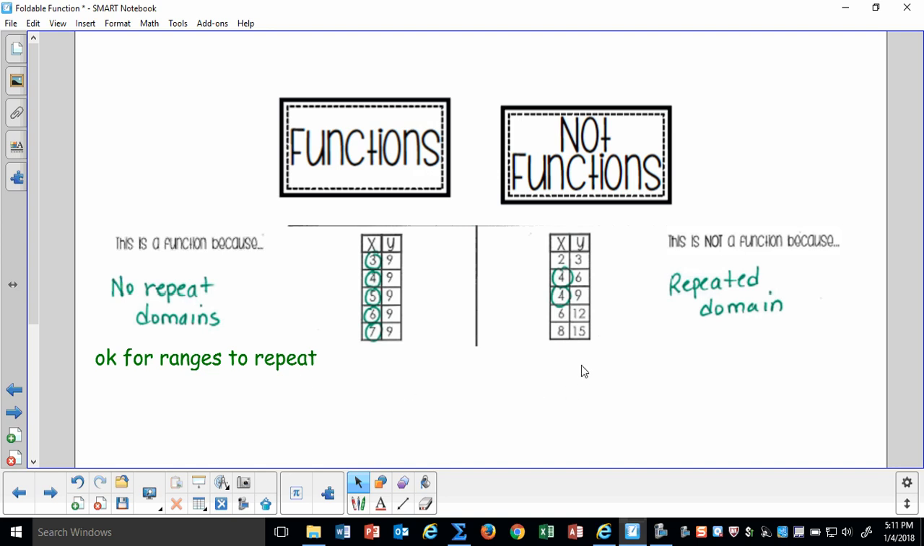On the right side, this is an example of a set of ordered pairs, a table, that's not a function. And that's because we have two 4s for the x value. The domain repeats.